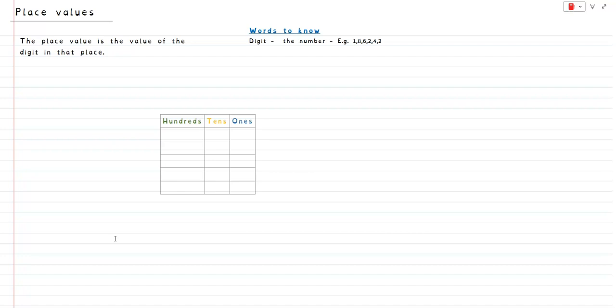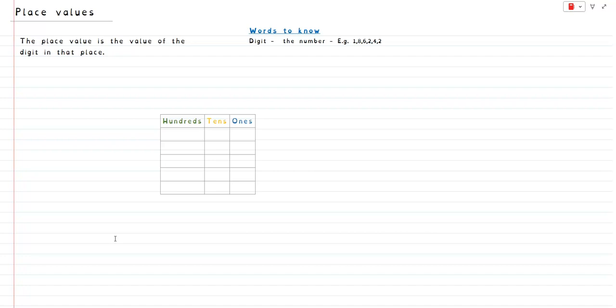Today we are talking about place values. What is place value? Place value is the value of the digit in that specific place when we are talking about numbers. Now we need to know a specific word.